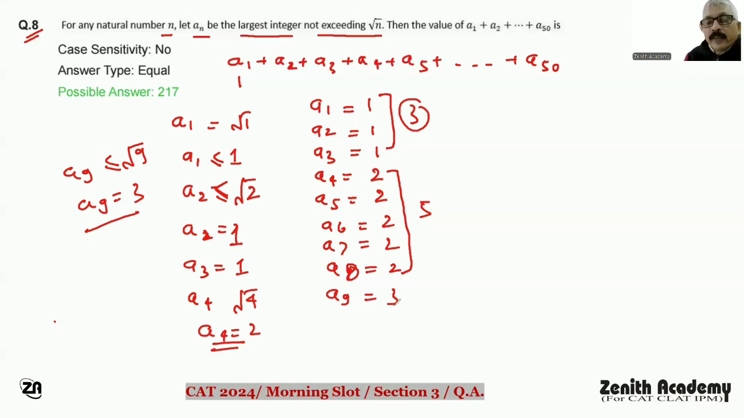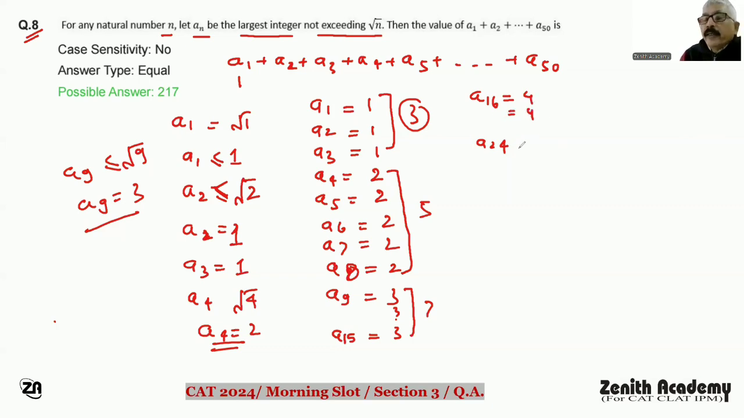1, 1, 3, A9, 3, up to A15, it will remain 3, 3, 3, 3, 3. So 9 to 15, 7 values. From A16 to A24, A16 to A24. A16 is 4. So A17 is 4, right?